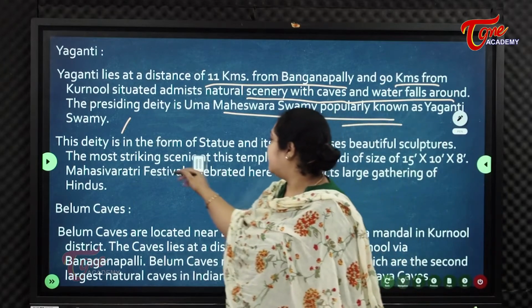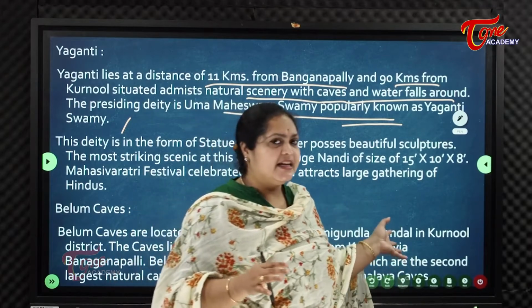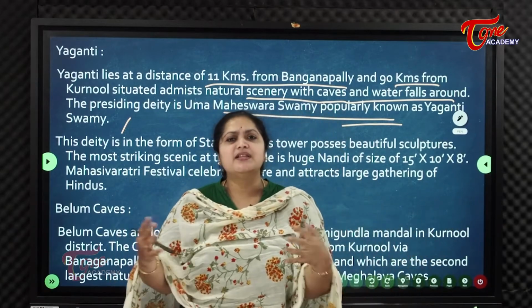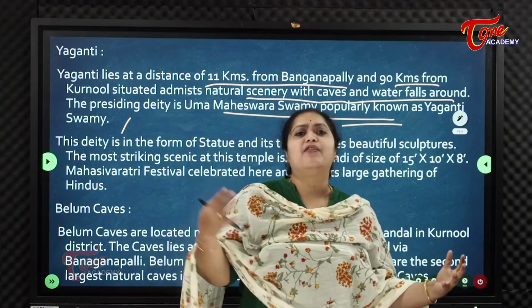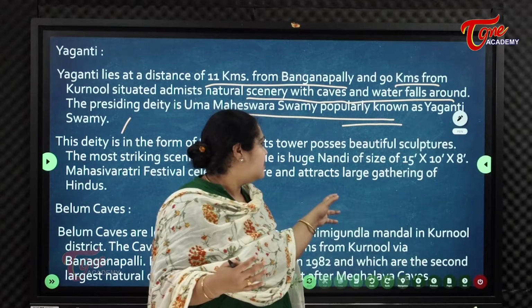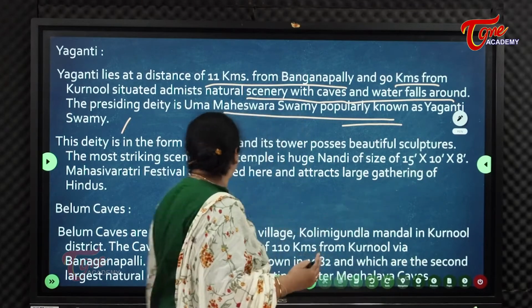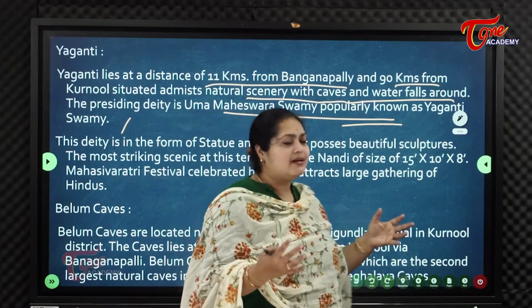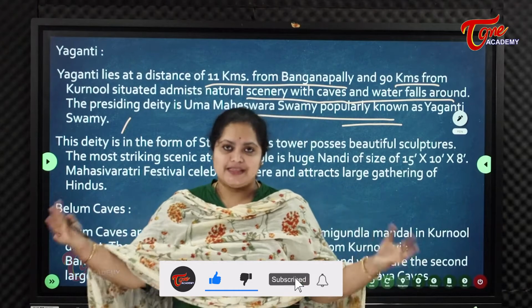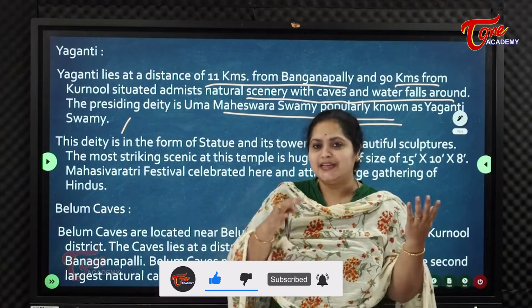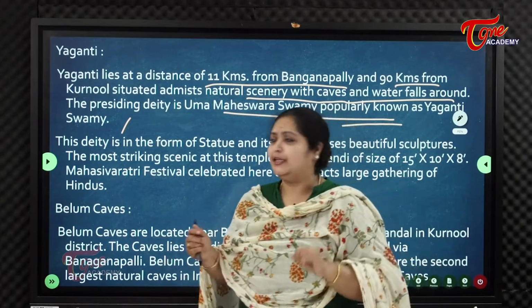The most striking, the most important feature of this Yaganti is the Nandi. Nandi means a bull, that is a sculpture of a bull, that is the vehicle or vahana of the god Shiva. It is of size 15 by 10 by 8. People say that it keeps on growing, it kept on growing its size. So people also visit this place particularly to see this Nandi.